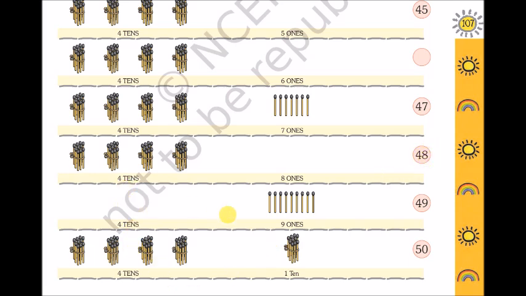4 tens and 9 ones, 40 and 9, 49. 4 tens and 1 ten, 40 plus 10, 50. 5 and 0.